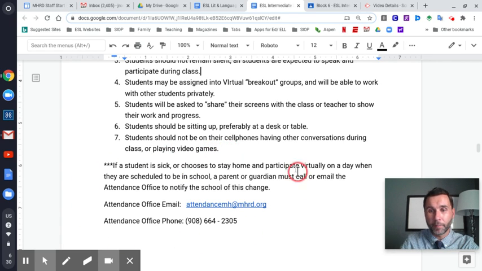And then something for the parents and for the guardians. If a student is sick or chooses to stay home and participate virtually when they are scheduled to be in school, that is okay. But a parent or guardian needs to call or email the attendance office to tell them or notify them of this change.